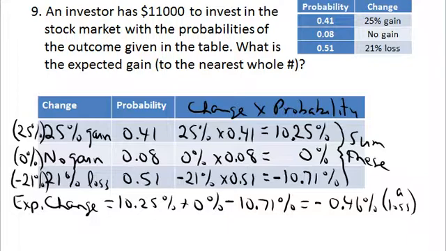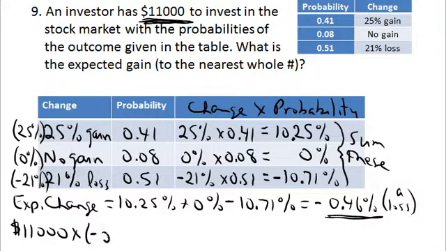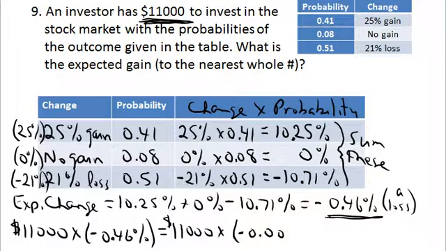So if the investor put in $11,000 and there was expected gain, which was negative, which is essentially a loss, then the investor would have an $11,000 investment times a negative 0.46%, which of course if you change that to a decimal so you can do the arithmetic would be 11,000 times negative 0. When you drop the percentage, you move the decimal 2 places to the left, so it'd be 0.0046.